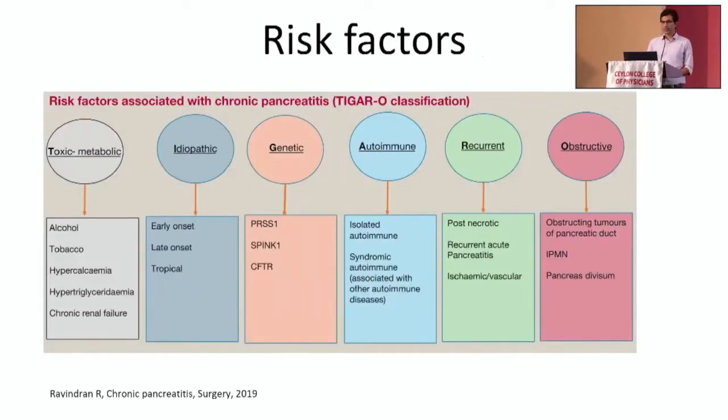So what are the risk factors? Out of the risk factors, alcohol is the most common risk factor, followed by tobacco use, and also idiopathic chronic pancreatitis is another main risk factor, which includes tropical calcific pancreatitis. Other than that, other important risk factors are autoimmune pancreatitis and obstructive causes like pancreas divisum.